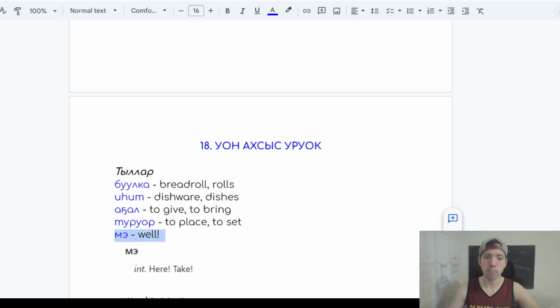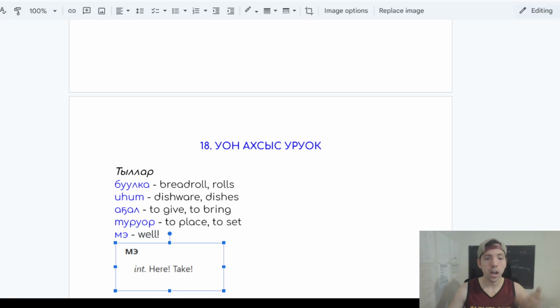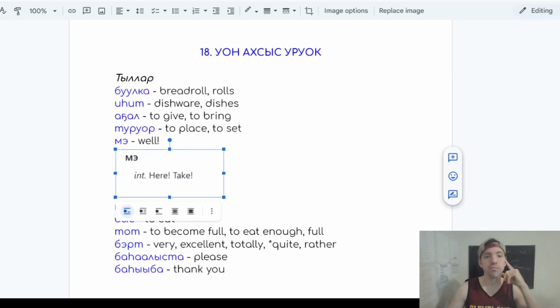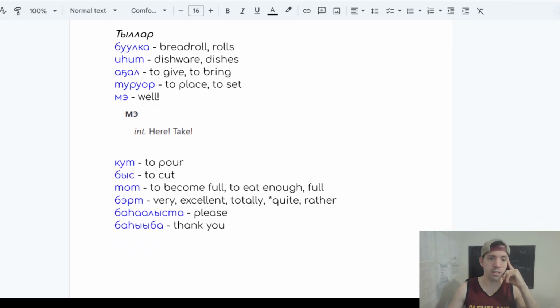All right, then we have meh. The translator of the material I'm sourcing this from translated that as well. And that may be accurate, but I don't think that's its only meaning, so I looked it up in sakhatala.ru, the Sakha dictionary, and lo and behold, it can mean here, or take this. And that's what it means in the sentence. We'll see it later.